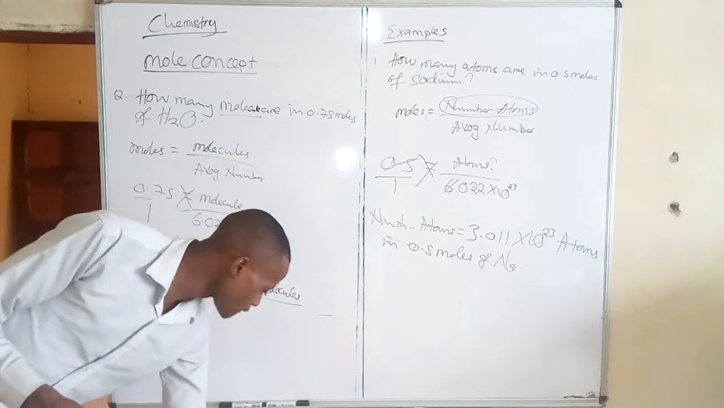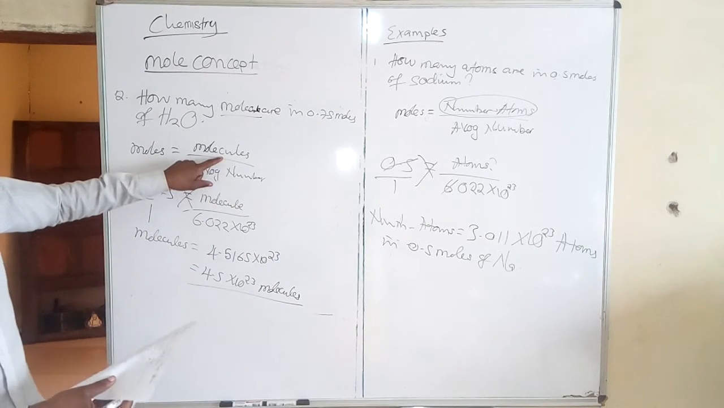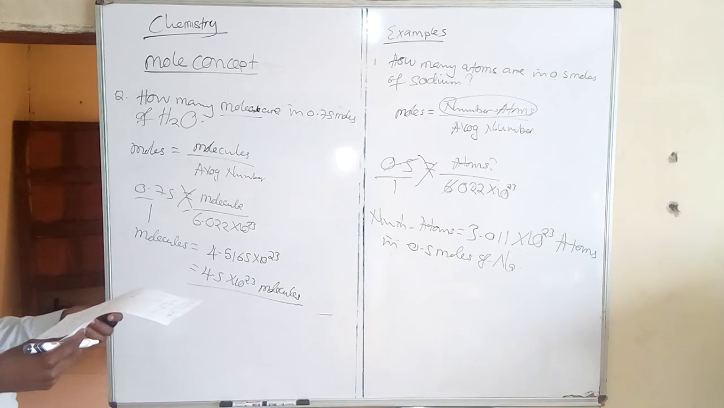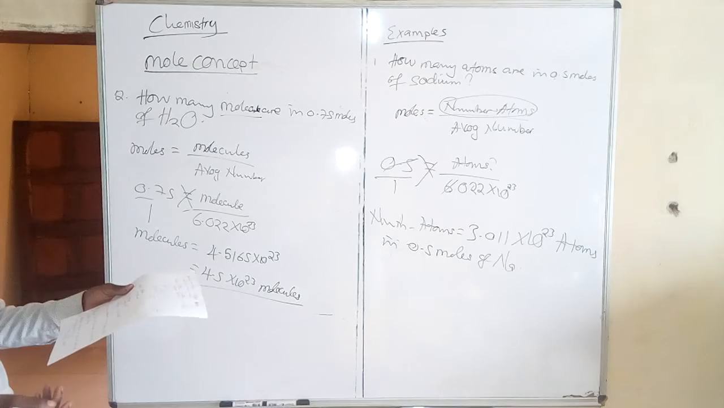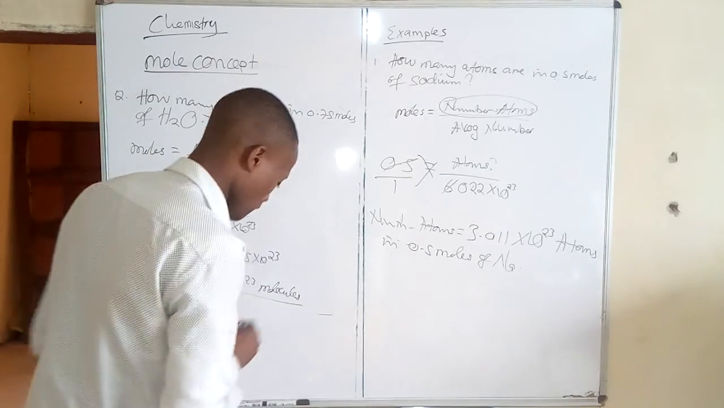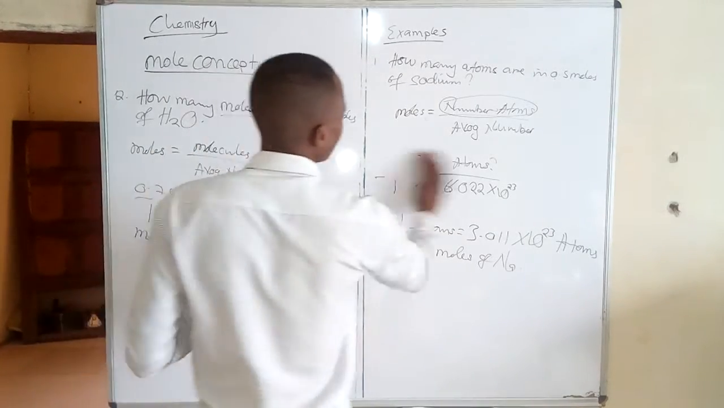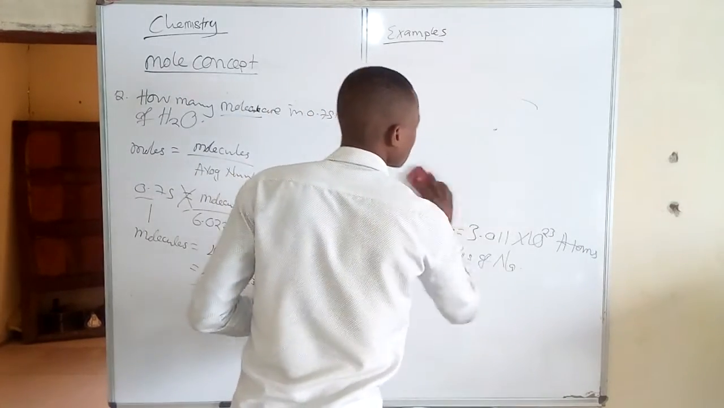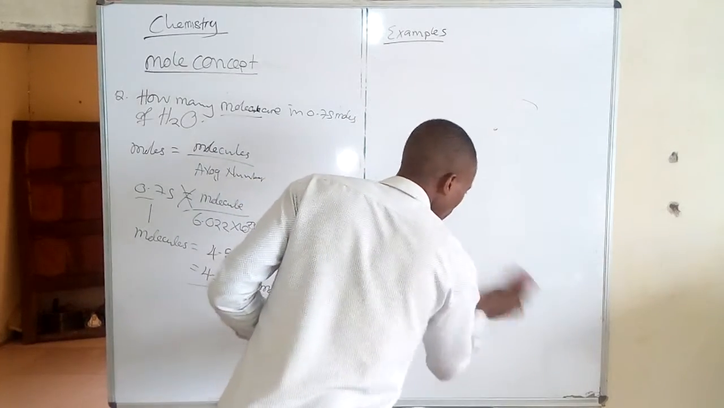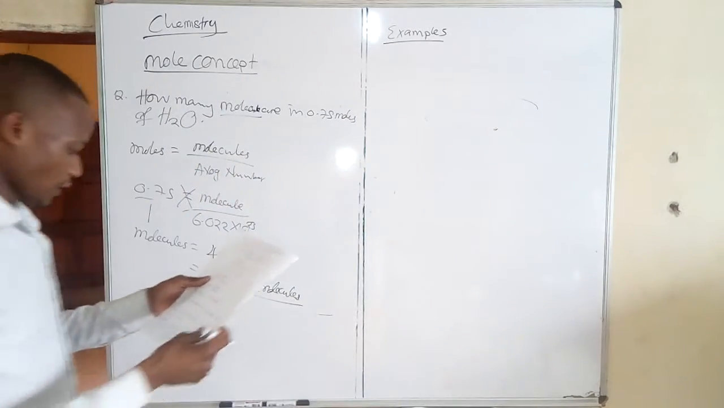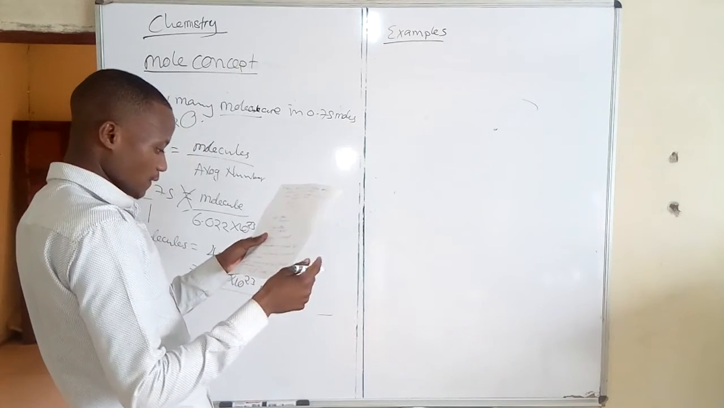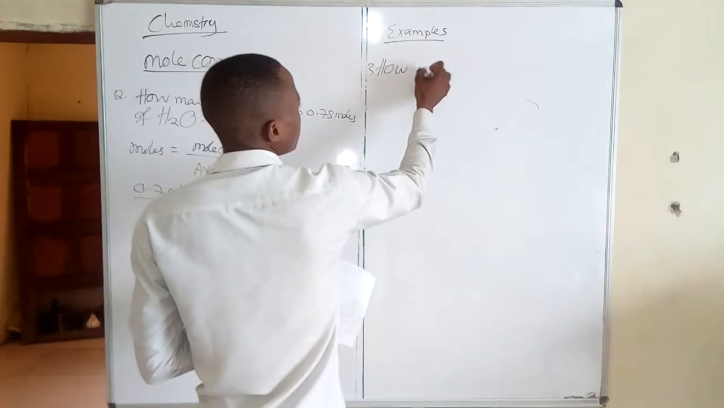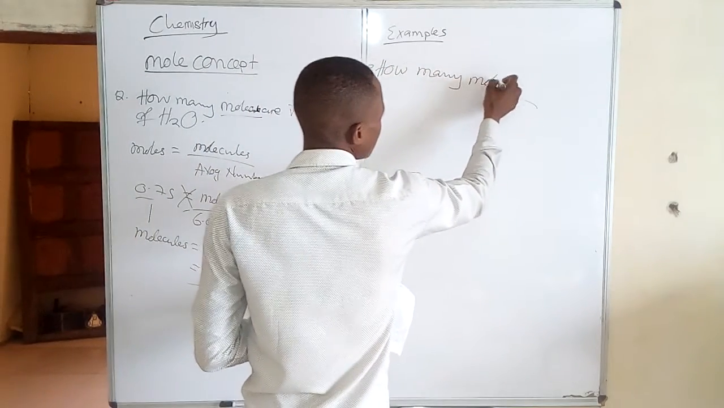Okay, now the other question involves us finding the number of molecules when you have been given, for example, the mass. So that is example 3 now, the last one, where we have been given the particle. Okay, let me just erase this part. Okay, so how many molecules? That is example 3.